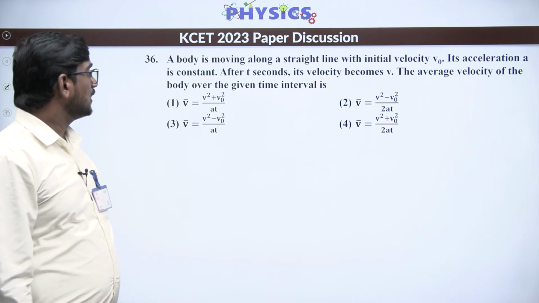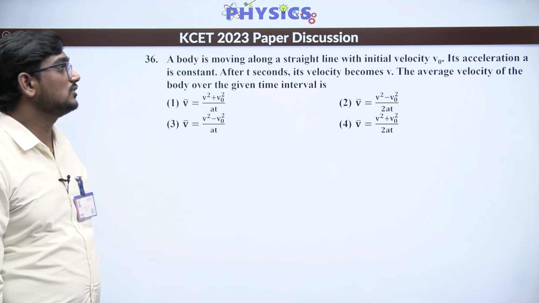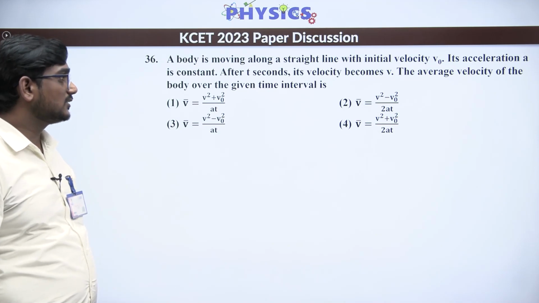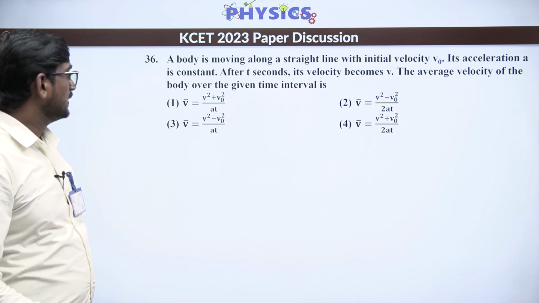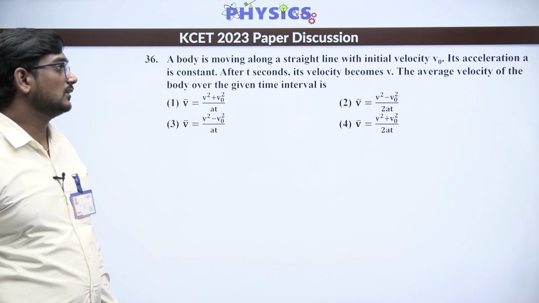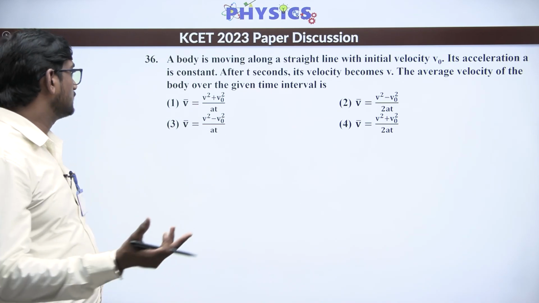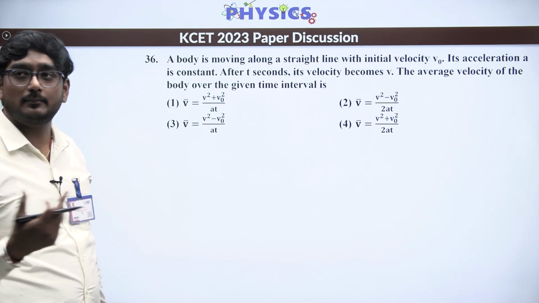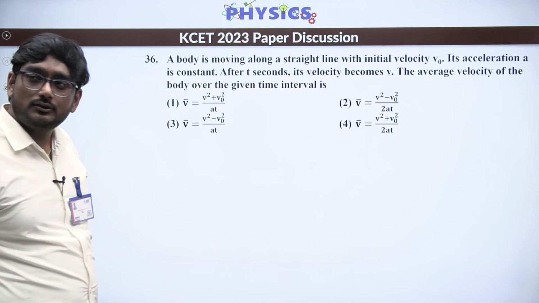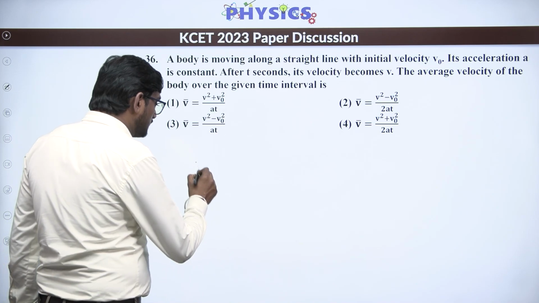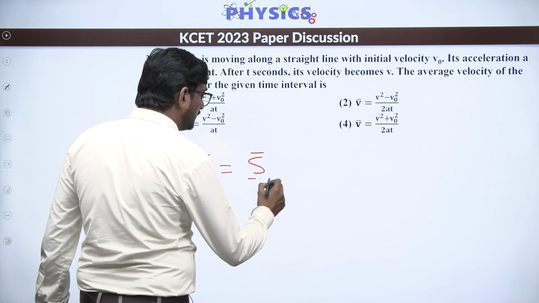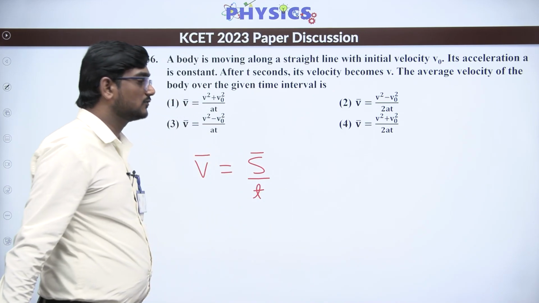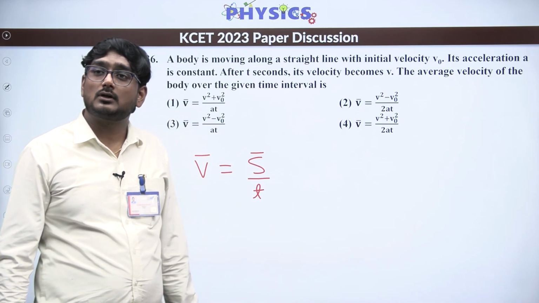The next question is, a body is moving in a straight line with initial velocity v0 and its acceleration is given as what? Constant. Okay. After t seconds, its velocity becomes v. The question is, what is the average velocity of this body over the time interval? Okay, so it's a very simple question. We know what is average velocity. Average velocity is net displacement by the total time taken.